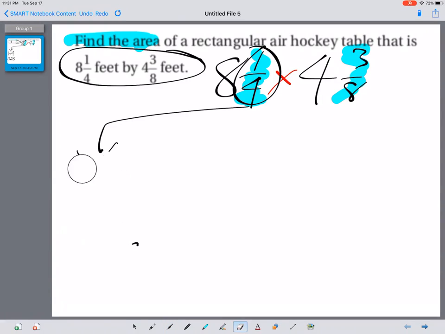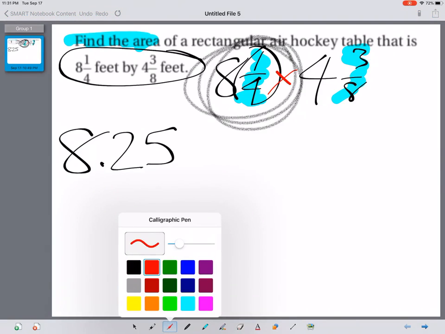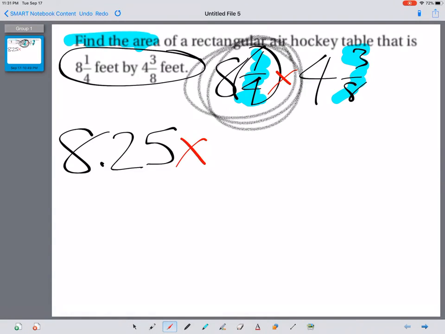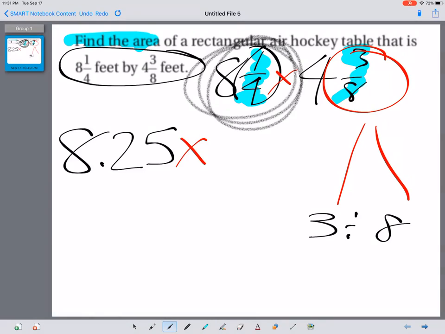What does that mean, guys? The first number, 8 1/4, is the same as 8.25. So what about the other number, that 4 3/8? We need to change that to a decimal, and that's what we're going to do. Again, you're going to take the 3/8 portion and break that out as 3 divided by 8. 3 divided by 8.